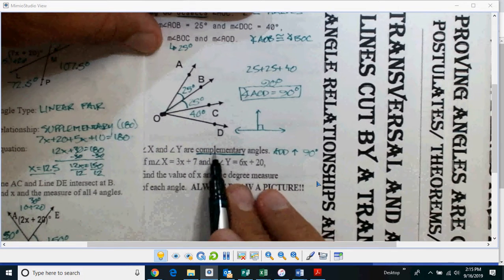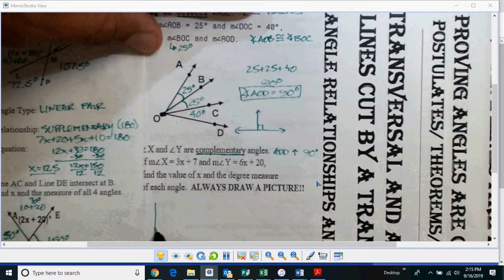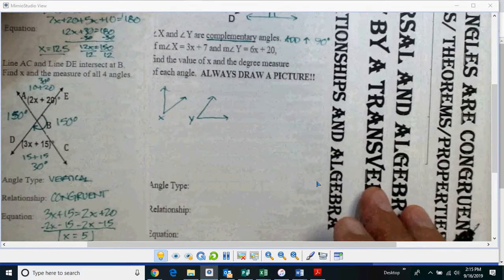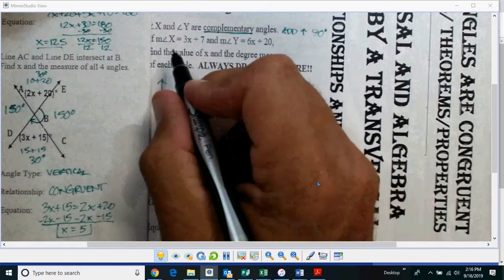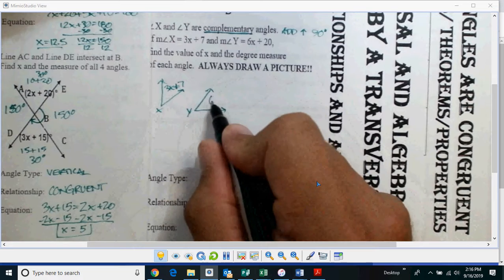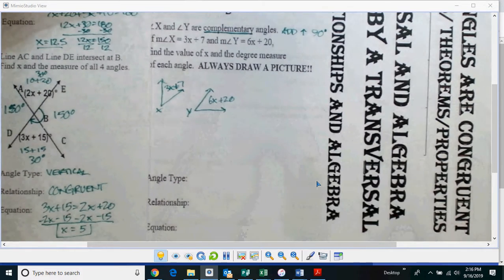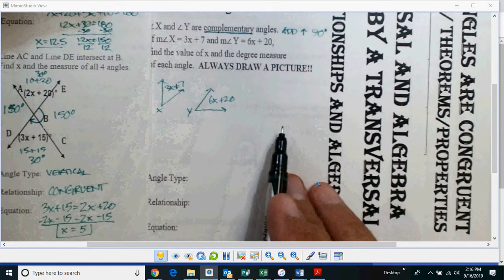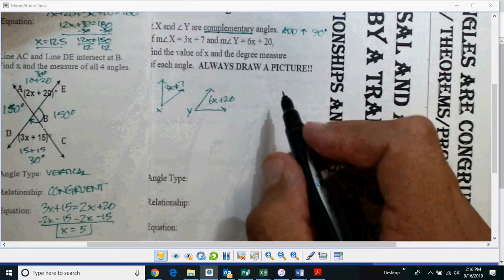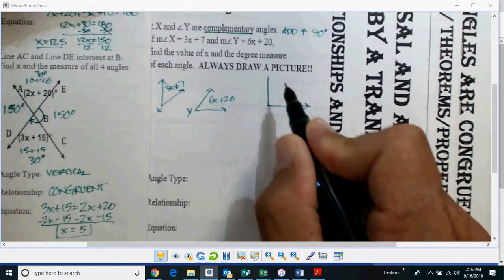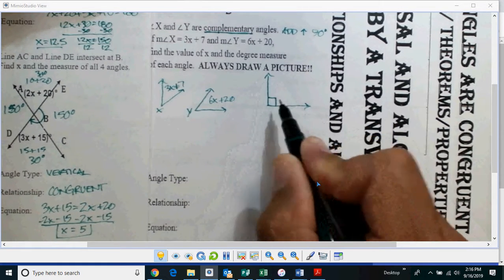If they add up to 90, so I've got angle X and angle Y. X is 3x plus 7. Y is 6x plus 20. I can't draw them together because the problem tells me just angle X and just angle Y. If I drew them right next to each other, that would be incorrect. But oftentimes you might run into a drawing that looks like this.